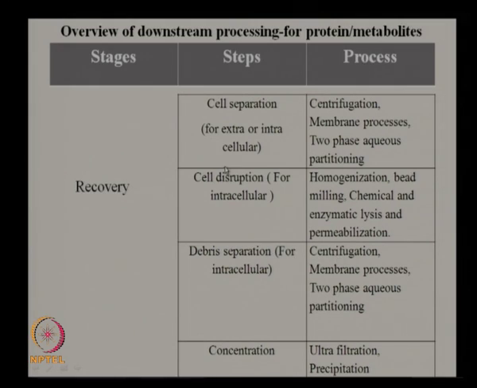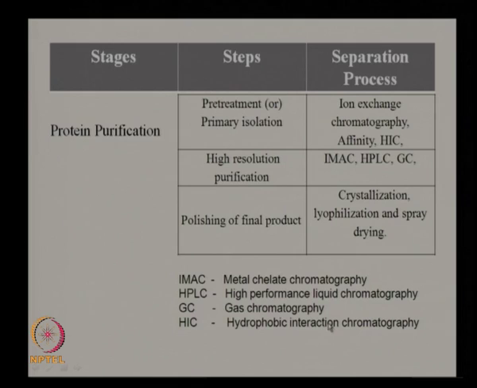And then once you have broken the cells and extracted the product from the cells, you can remove the cell debris, that means the broken cells, using centrifugation, membrane process, two-phase aqueous partitioning technique and so on, and then finally you are concentrating your product using different types of precipitations and filtrations. And then you go into protein purification using ion exchange methods, chromatography techniques, and then finally the polishing method where you are using crystallizers, lyophilizers and drying methods.